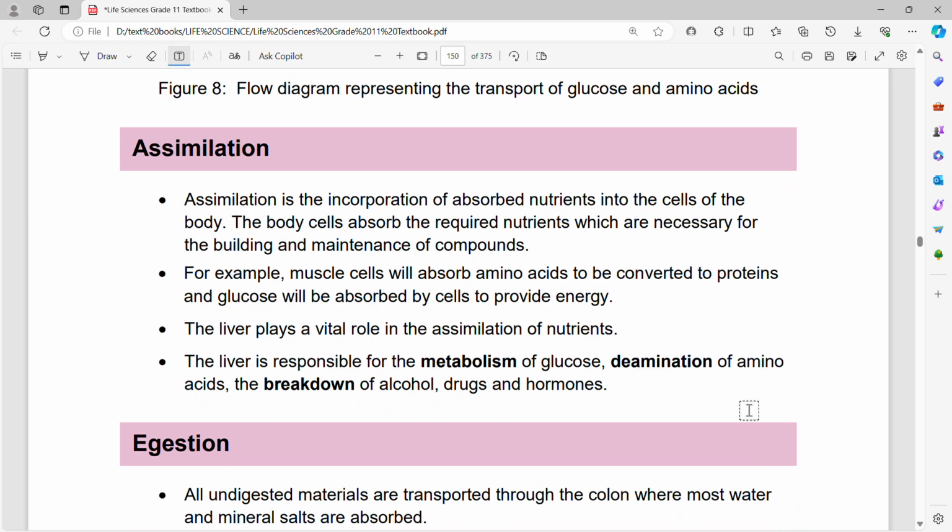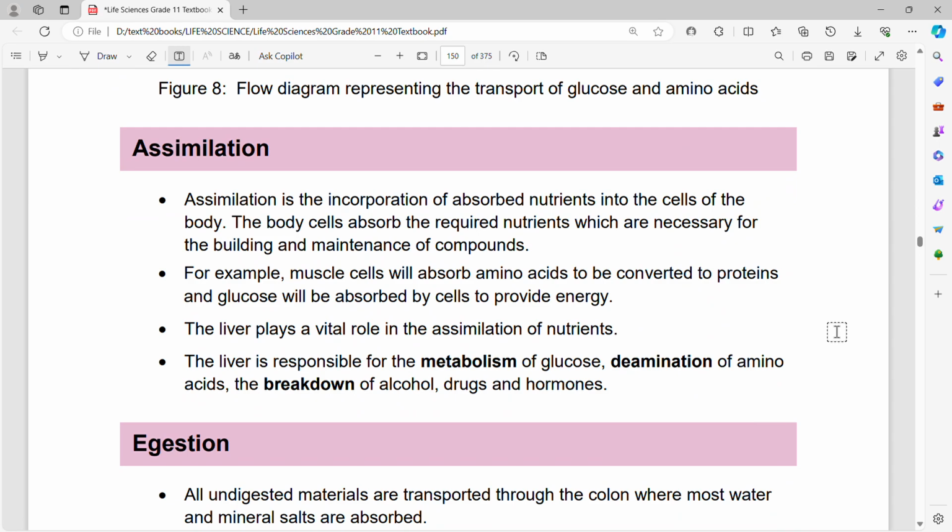Now we have assimilation. What does this mean? Assimilation is the incorporation of absorbed nutrients into the cells of the body. The body cells absorb the required nutrients which are necessary for building and maintenance of compounds. For example, your muscle cells will absorb amino acids to be converted to proteins, and glucose will be absorbed by the cell to provide your energy.